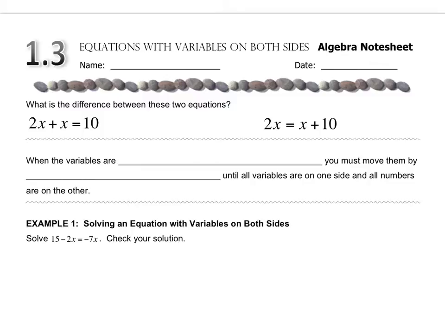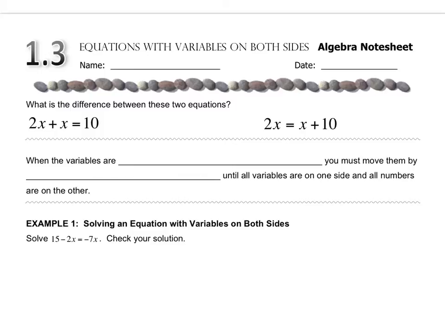Hopefully you're recognizing that in this equation, the like terms are on the same side of the equal sign, whereas in this equation, the like terms are on different sides. In lesson 1.2, we looked at equations like this, where you can just combine them and get 3x, but when they're on opposite sides of the equal sign, you can't combine them in that same way. So there's a little extra step, which we'll talk about in a moment.